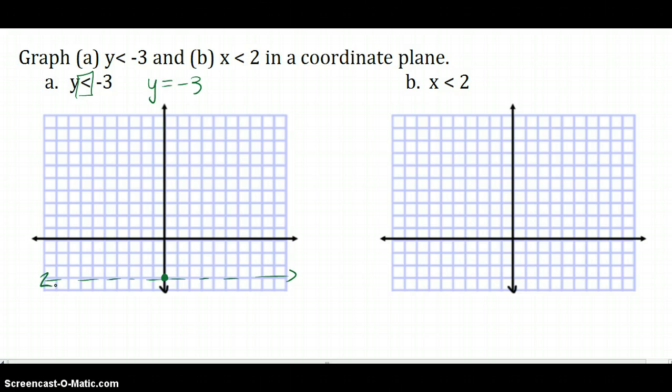And to find out which way I shade, I plug in a point. I'm going to pick 0, 0 because it's easy. There is no x, so you don't have to worry about that. You're just plugging in 0 for y. The question is, is 0 less than negative 3? No, it's not. Negative 3 is less than that. So you shade away from that point because 0, 0 was not true. So I don't want this side, I want over here. So I shade below.